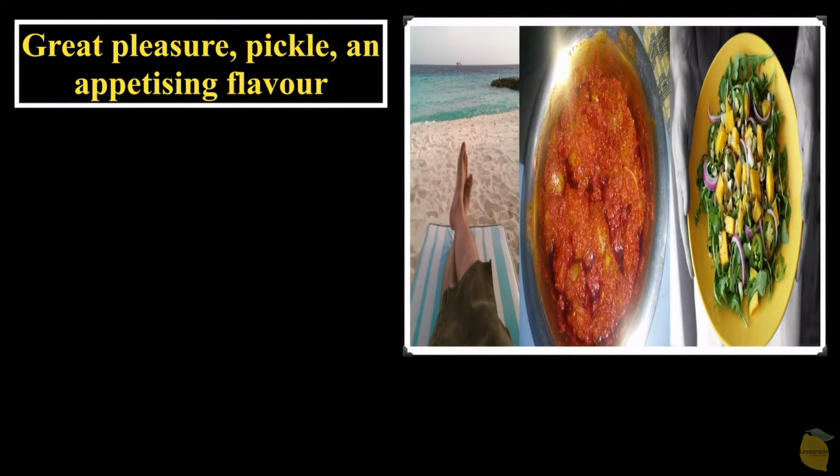Great pleasure, pickle, and appetizing flavor. In this picture, we can see on the left hand side the person having great pleasure because they're obviously on the beach and they're relaxing. One in the middle is a pickle, and one on the right hand side is a food with appetizing flavor. So the word is relish. Let's go on to the next one.